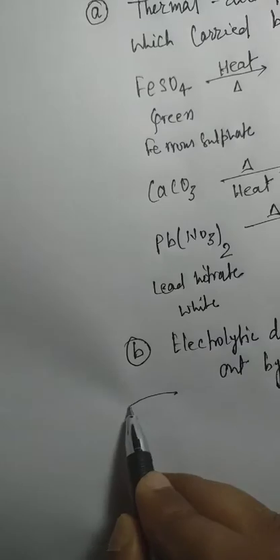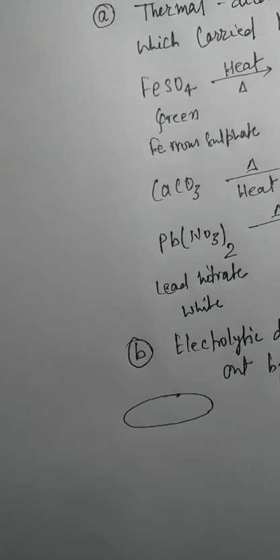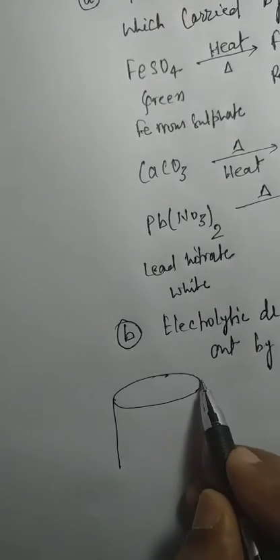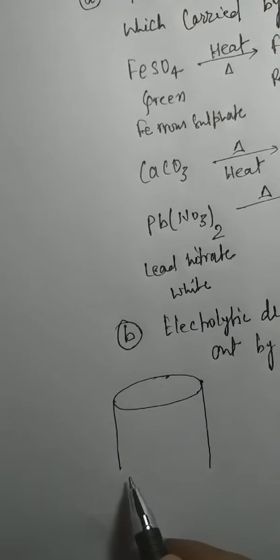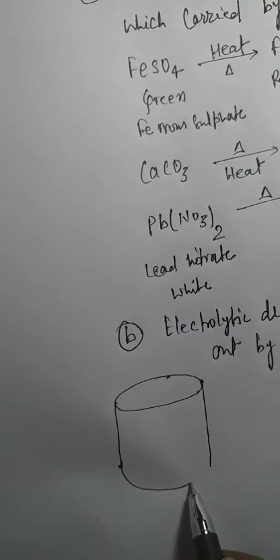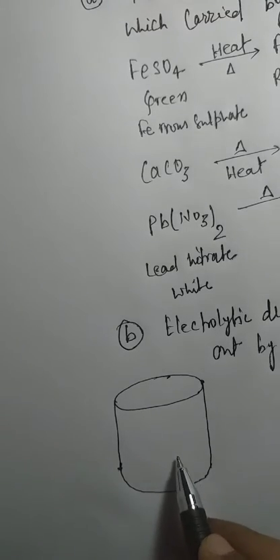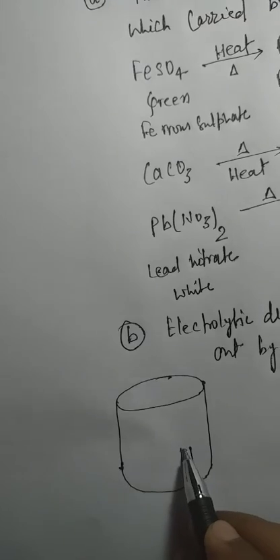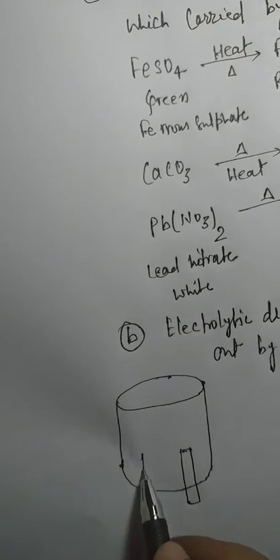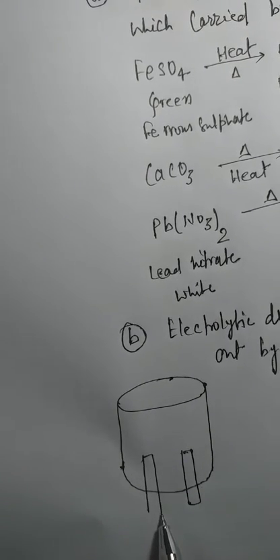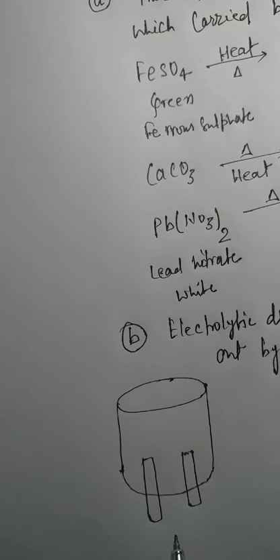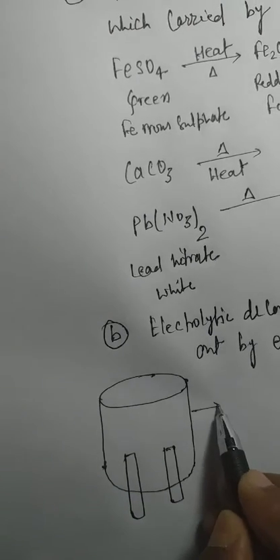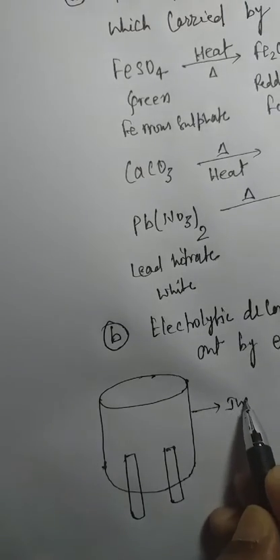What we will take is one vessel, a plastic bottle, and we are making two rods in it. One we may call the cathode, the other the anode. This is the setup we are using for the separation or decomposition. This is our plastic jug, right?